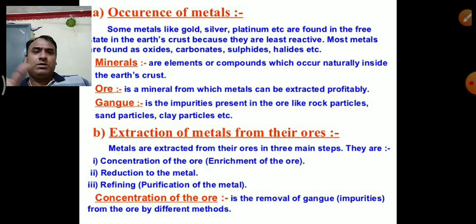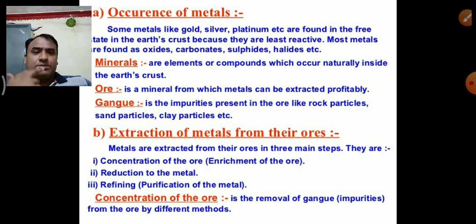Okay, see, extraction of metals is a very important topic from the board point of view. Some metals like gold, silver, platinum are found in the free state. Why are they present in the free state? Because these metals are least reactive, and highly reactive metals like sodium and potassium are found in the combined state. They are not present in free states.